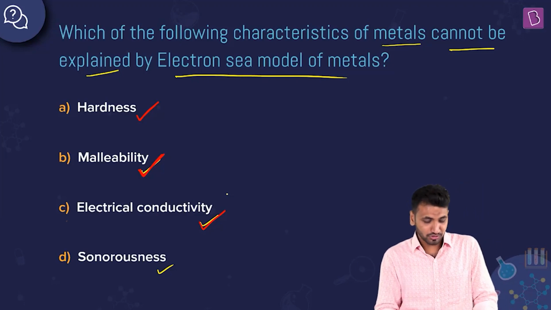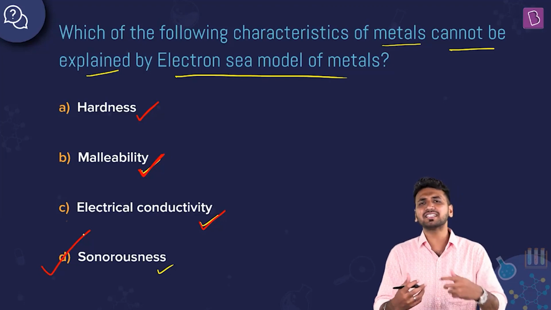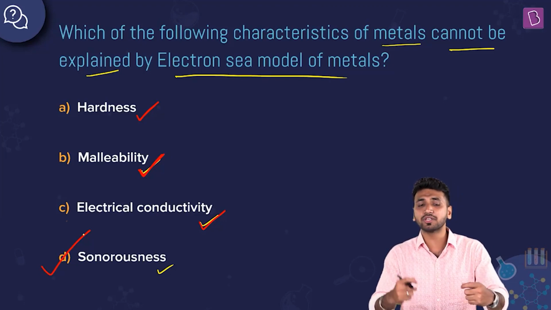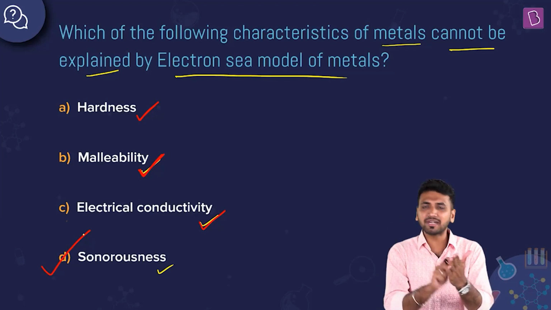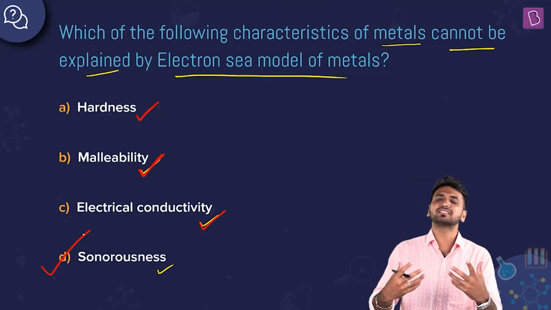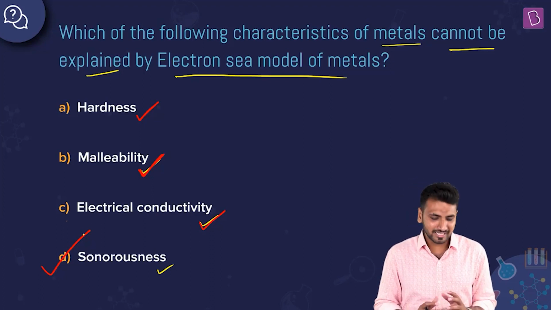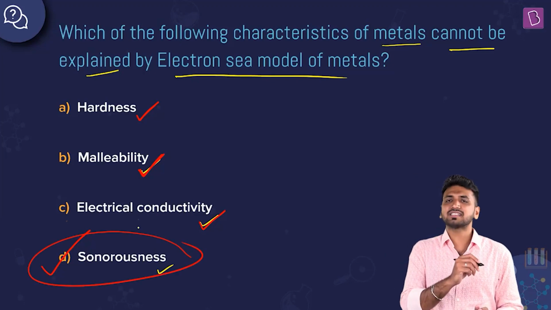Okay. So the only option left is sonorous. Sonorosity is basically the production of sound. When you hit a metal, then it produces sound, and that is because of the vibrations that are being produced. So the electron sea model is not explaining this characteristic sonorousness of the metal.